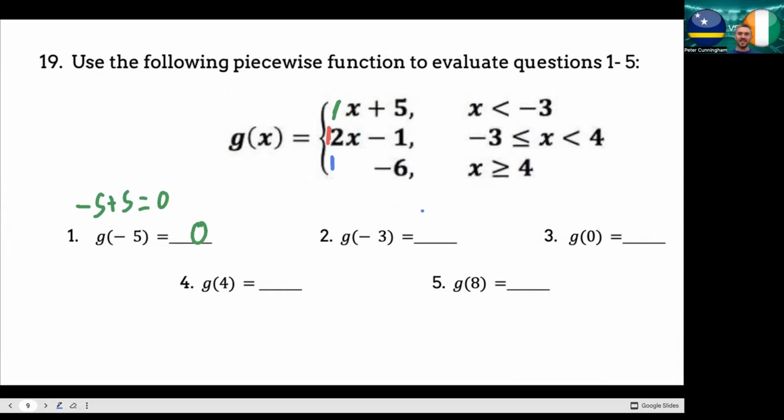Okay, for number 2, it's -3. Careful with this one. -3 is not less than -3. -3 is equal to -3. So we need to follow rule 2, aka the red rule.